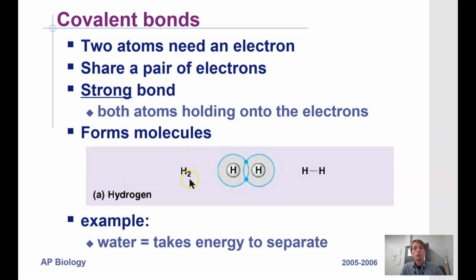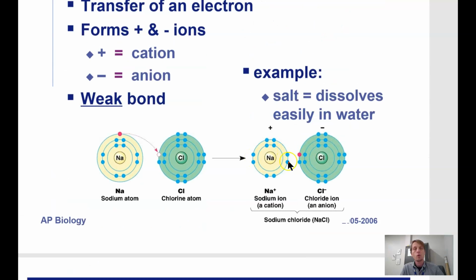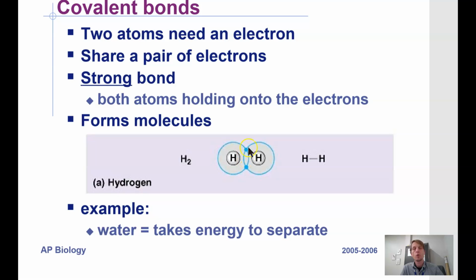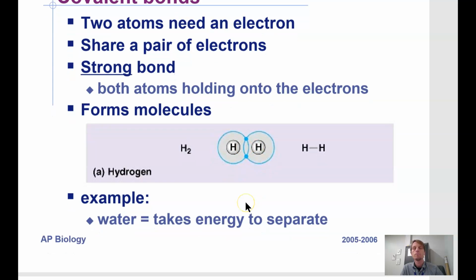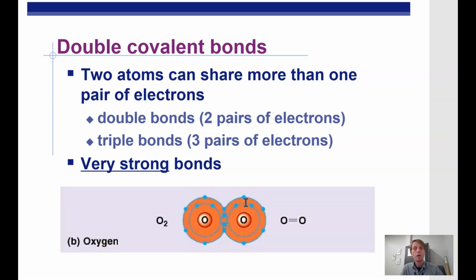So here's a hydrogen gas, and you can see they're close. On the last slide, they did not overlap at all between sodium and chlorine. But here you can see there's overlap of their energy shells, and that's because each hydrogen can claim both of those electrons. Double covalent bonds, stronger still. We're just talking about now 2 pair of electrons. Triple bonds, strongest still, 3 pair of electrons.